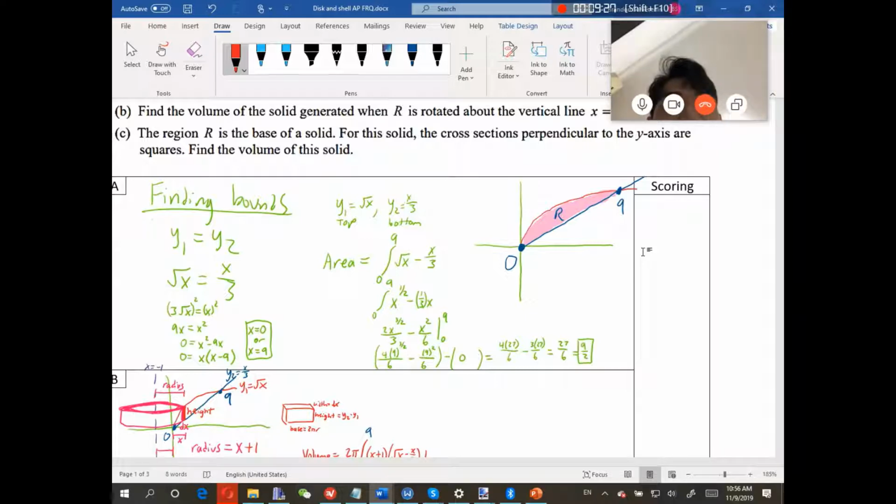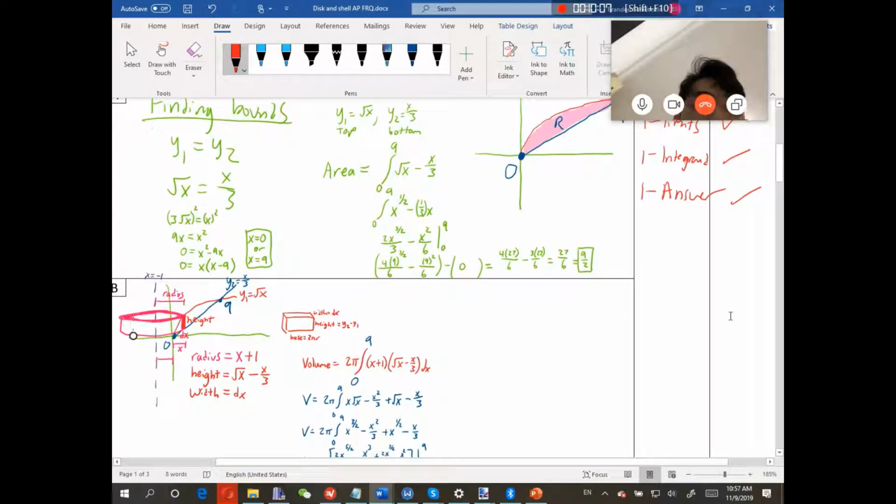My scoring guide for this one. So they gave 1 point for your limits, 1 point for the integrand, and 1 point for your answer. So I'll point that out. Your limits are the constants of your integral. So if you wrote an integral from 0 to 9, you would have gotten this 1 point. Your integrand is your setup on the inside. So that's top minus bottom in terms of x, would be another point. And then 1 point for your answer of 9/2.